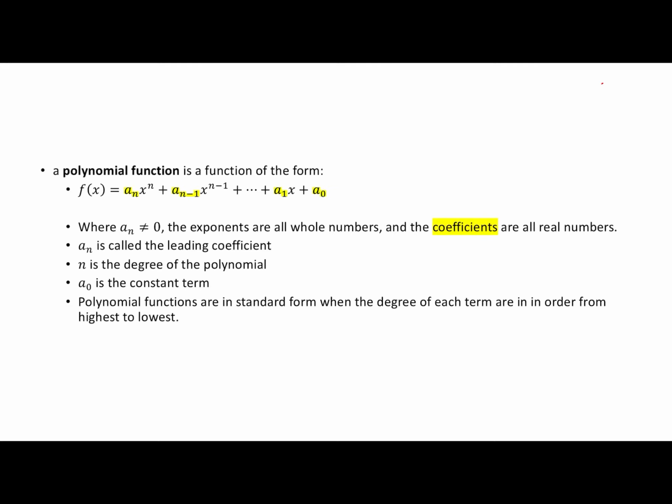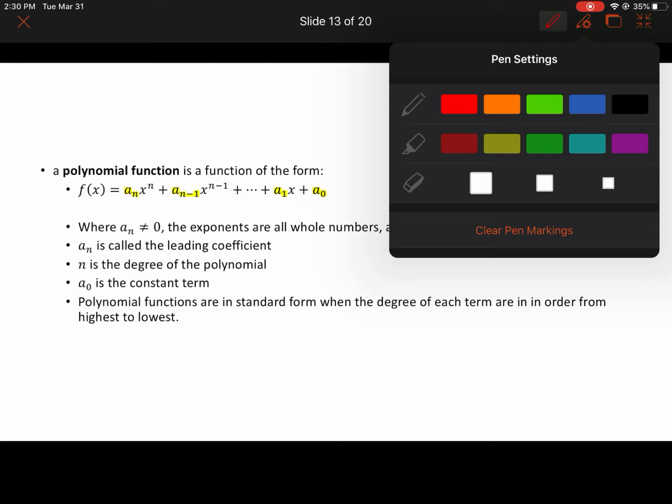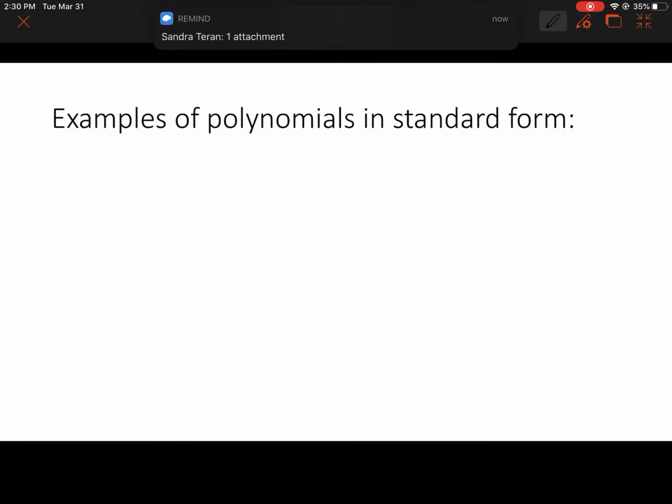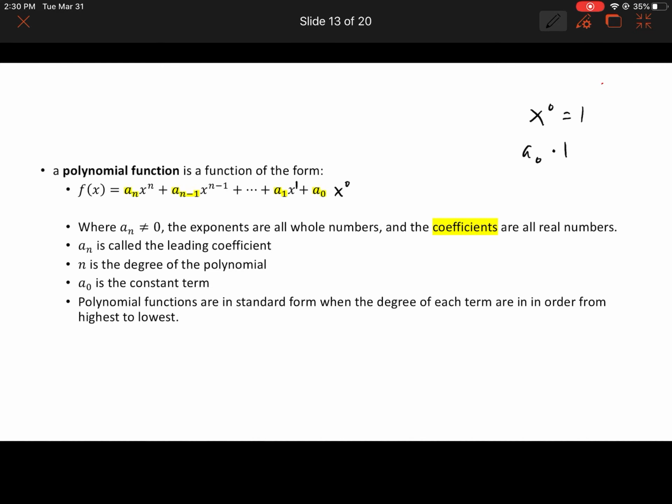So I can write it down like this. Let me change the color. Right here, this x actually has an exponent of 1. And even though this a0 doesn't have an x variable, we can write it in. a0 times x to the power 0, well, x to the power 0 is always equal to 1, and a0 times 1 is just a0. So that's why we don't write it down anymore. Basically you start off from an exponent of n, and eventually you get down to 0.